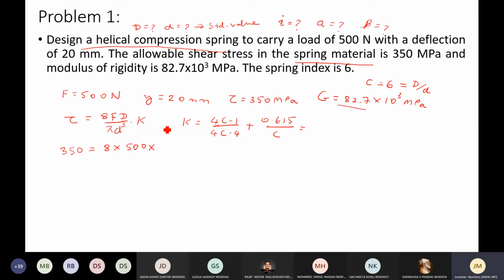Ratio is 6. So what you can write is 6 by pi d square into whatever K value you get here. K value, if I calculate, should be 1.2525 for C equal to 6. So put that same value. If you solve for d, where d square is there, you should get around 5.22 mm.